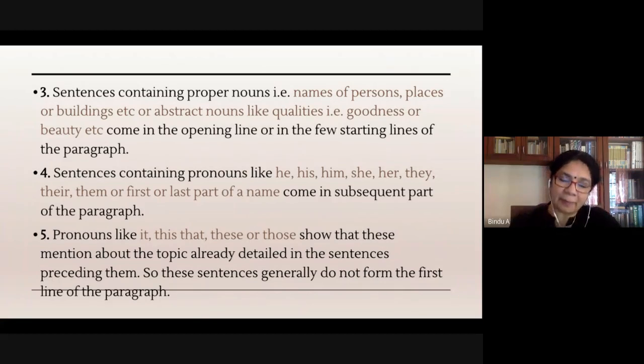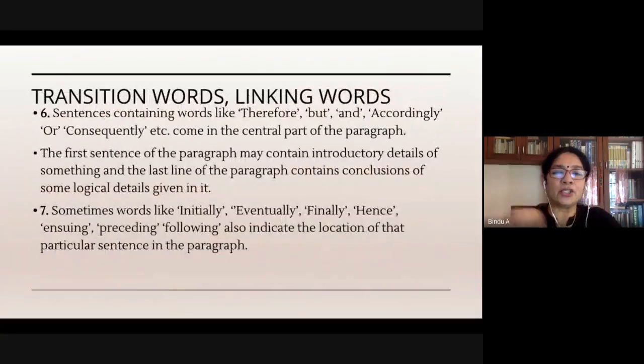In the remaining sentences, you would have pronouns which refer to those objects or places or persons, like he, him, his, her, they, and so on. This, it, these, those. All of these indicate that the person or the thing or the quality or the idea or the persons have already been mentioned. So that is one way to logically place the sentences in the right order.